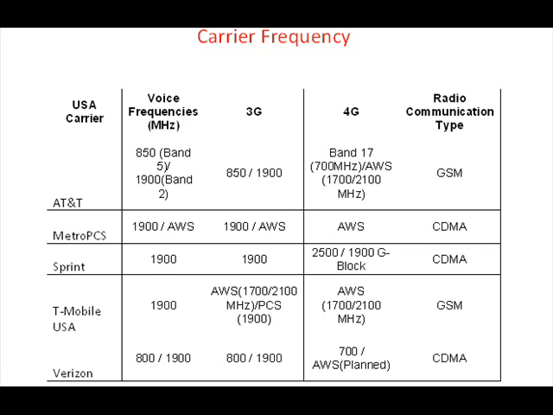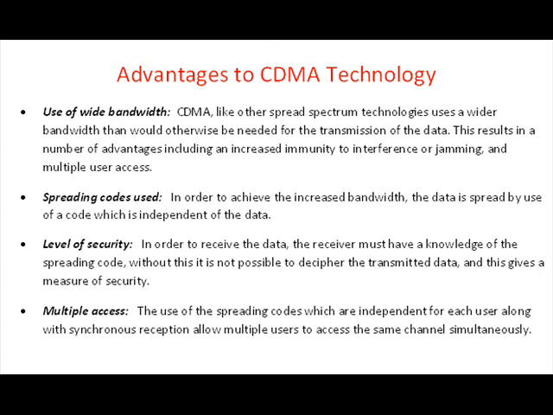Up to date right now is 3G wireless going around the world. Sprint and Metro both use 1900, while Verizon uses 800 and 1900. But the 4G for Verizon has a 700 plan to be used, while Sprint has a 2500 and 1900 G block of megahertz to be used.